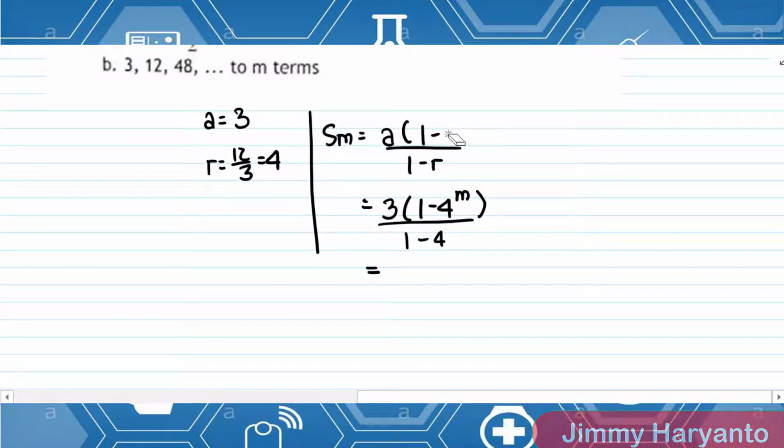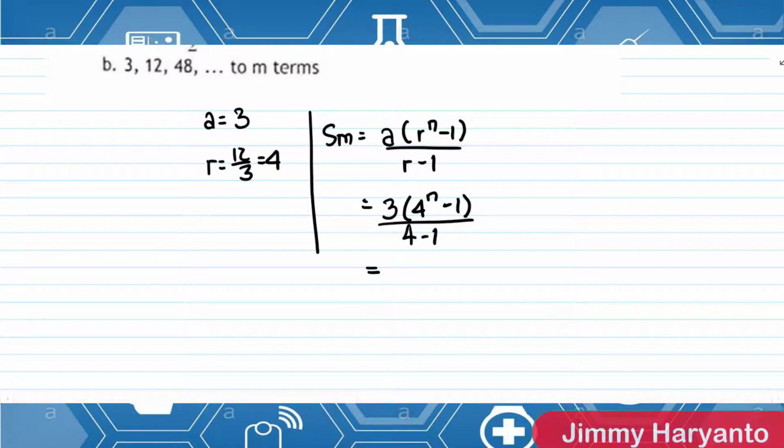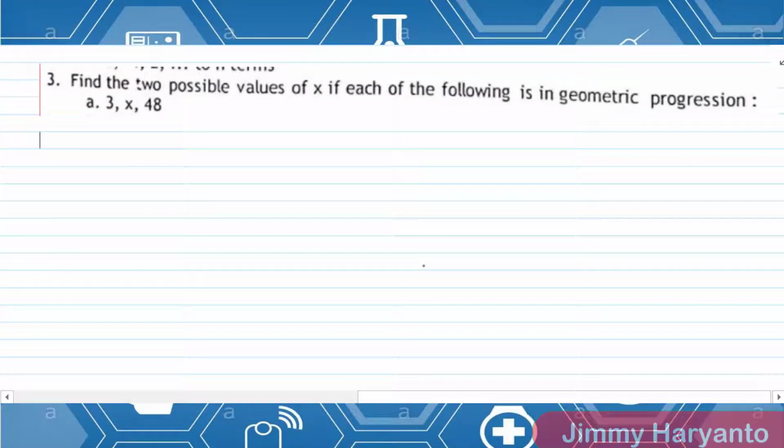Oops, sorry, my mistake. We should use the other formula, a times r to the power of n minus 1 over r minus 1, 3 times 4 to the power of n minus 1, because the ratio is bigger than 1, so we have to use this. This is 4 minus 1 equals 3. The 3 we can cross out with 3, so the result is 4 to the power of n minus 1. That's it. No, not n, sorry, m. 4 to the power of m minus 1.